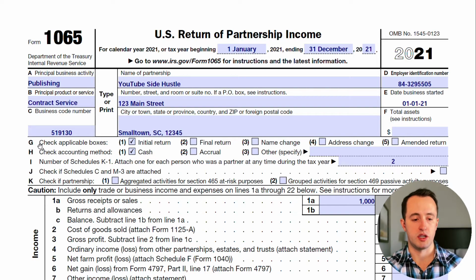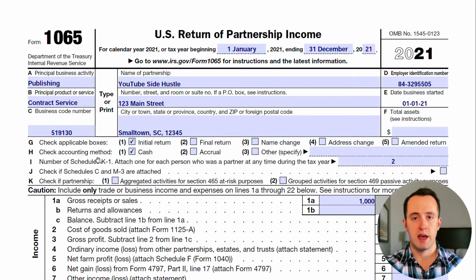Next item is going to be G, check the applicable boxes. Since this is going to be the first return by the YouTube Side Hustle business for the previous tax year, you'll select that. If this is the second or third year you're filing, you shouldn't have anything checked in here. 2 is final return. Is this the final return you're ever filing? You're shutting down the business, you're no longer going to be operating. Name change, address change, amended return. If any of those apply to you, you'll check those boxes.